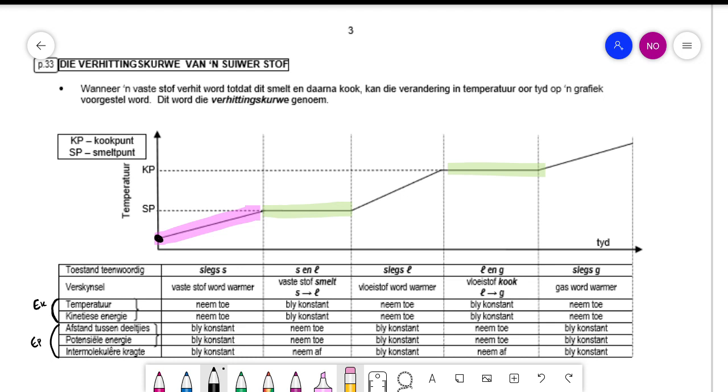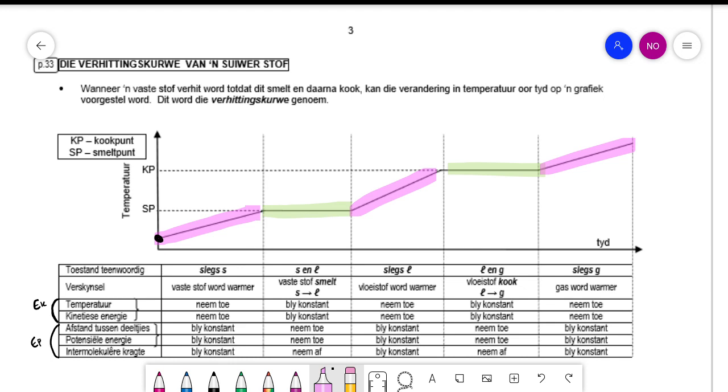So let's quickly talk about that first. Everywhere that is highlighted pink, what's going to change? Kinetic or potential? Kinetic energy. How do we know that? Because kinetic energy is directly proportional to the temperature. And as you can see there, the temperature is increasing. So as die temperatuur toeneem, beteken dit kinetiese energie neem toe.